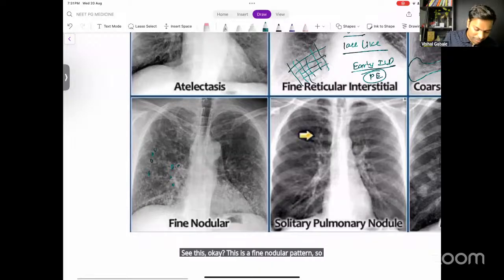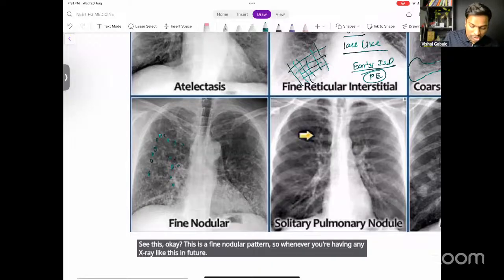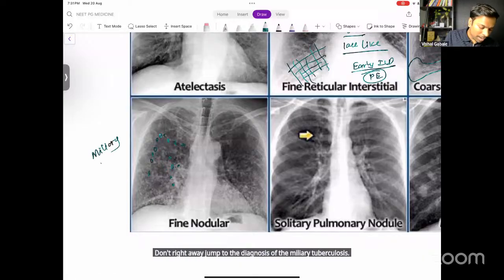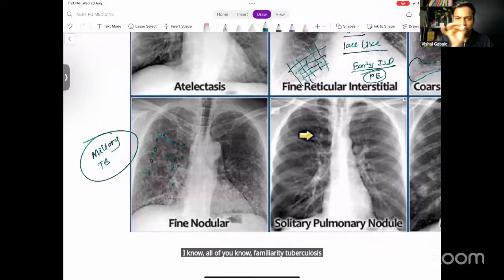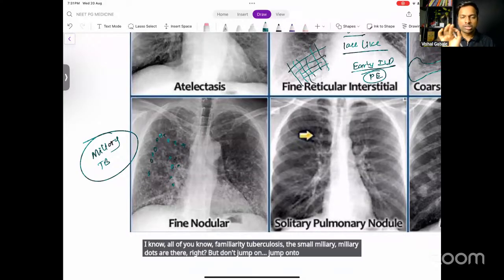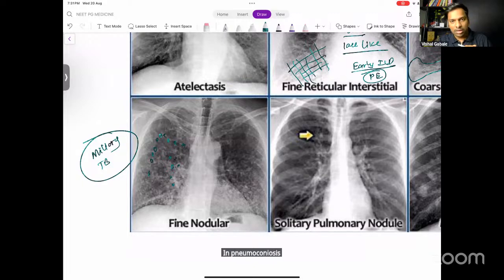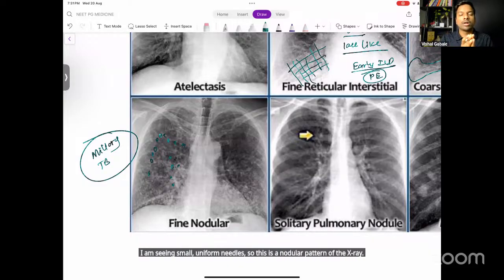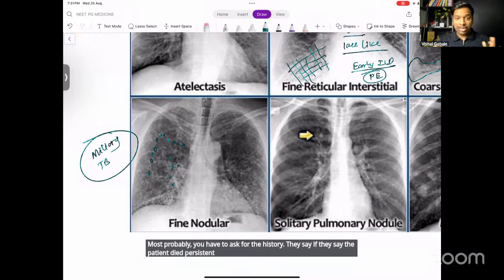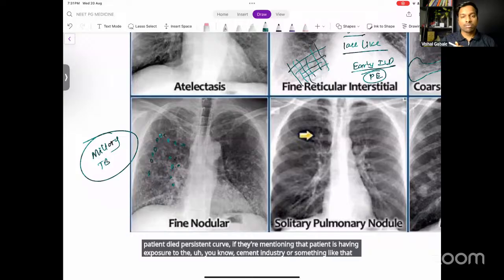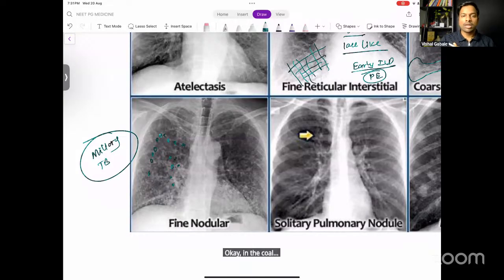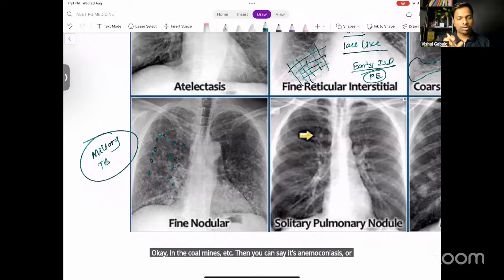So whenever you get any X-ray like this in future, don't right away jump to the diagnosis of miliary tuberculosis. I know all of you know miliary tuberculosis. The small miliary dots are there, right? So don't jump to the conclusion that this is miliary TB, because this kind of miliary appearance is also seen in pneumoconiosis and silicosis. So you have to just say, I am seeing small uniform nodules. This is a nodular pattern on the X-ray. Most probably, you have to ask for the history. If they mention that the patient has a persistent cough, or exposure to the cement industry or something like that, or works in the coal mines, then you can say it's pneumoconiosis or silicosis, depending on the background history.